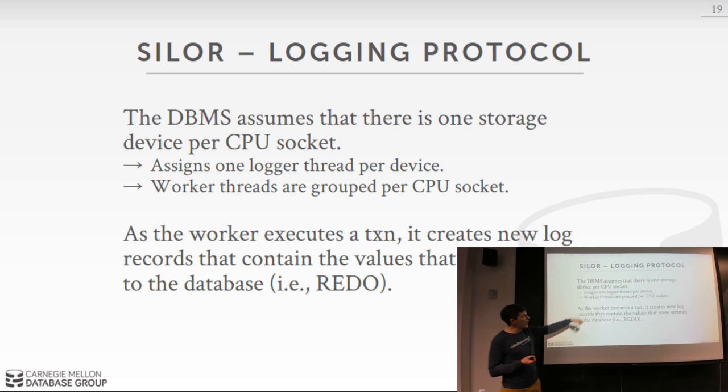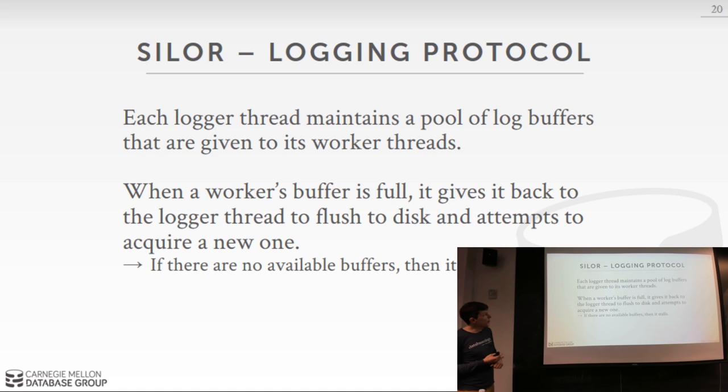And only the cores that are on that same socket can interact with that logger thread. So the first question is, how are we going to deal with memory in this environment? What's going to happen is the logger thread is going to maintain these log buffers, essentially these byte arrays. And then the worker threads are going to come along and say, I need some buffer space because I'm going to run a transaction and it's going to start making changes.